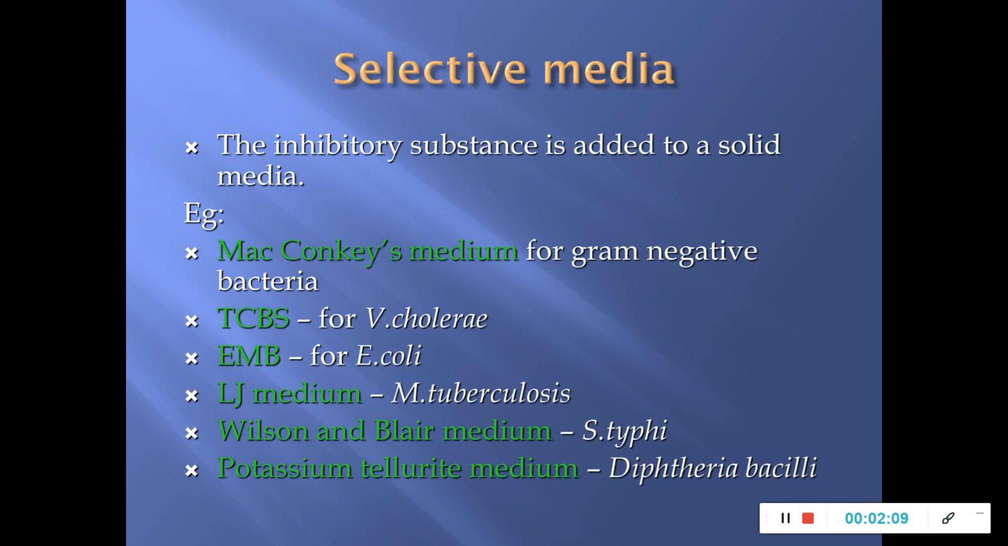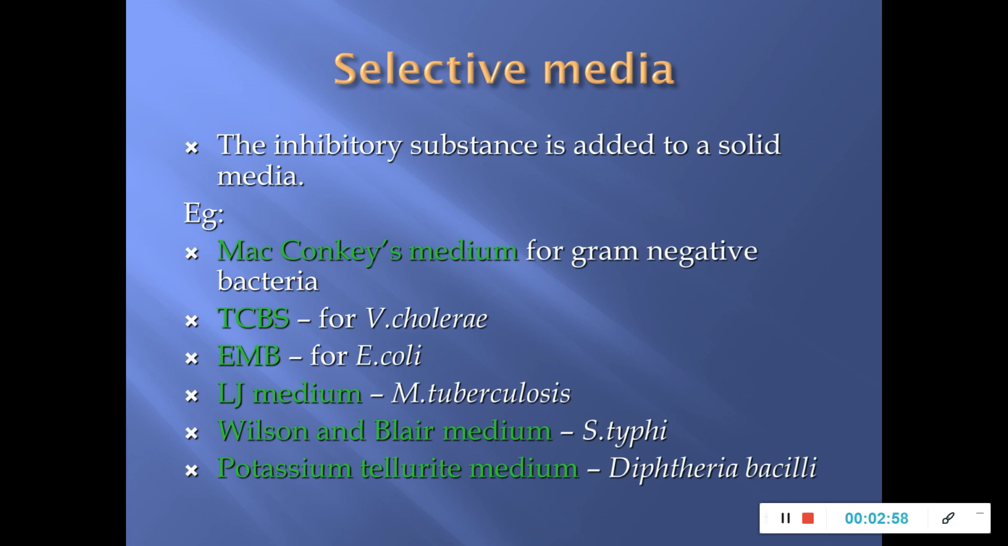Now, in the case of gram-negative bacteria, you can use MacConkey's agar. And if you want to isolate Vibrio cholerae or Vibrio species, you can use thiosulfate citrate bile salt sucrose agar, or the TCBS agar. I repeat, thiosulfate citrate bile salt sucrose agar for the isolation of Vibrio cholerae. And for E. coli detection, we use the EMB agar or the eosin methylene blue agar. For the detection of Mycobacterium tuberculosis, we have the LJ media or the Lowenstein-Jensen media, which is specific for MTB or Mycobacterium. Even various other species of Mycobacterium can also grow on LJ media.